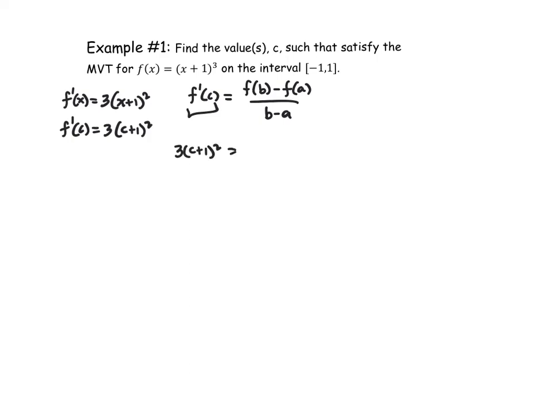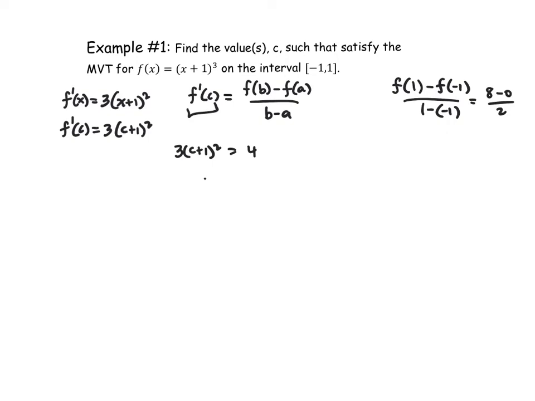Now f of b minus f of a over b minus a is going to be f of 1 minus f of -1 over 1 minus -1. Well, f of 1, if I plug that in, I get 2 cubed, which is 8. f of -1, if I plug that in, that's 0 cubed, which is 0. 1 minus -1 is 2, so that should equal 4. Now I'm looking for at least one value of c such that this equation would be balanced.